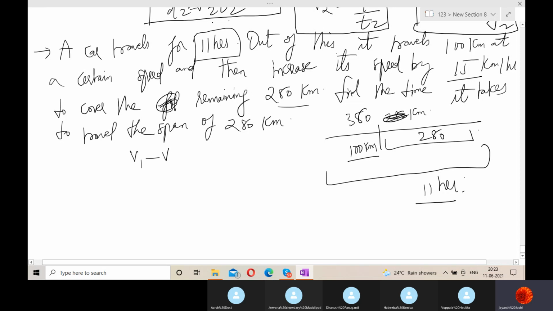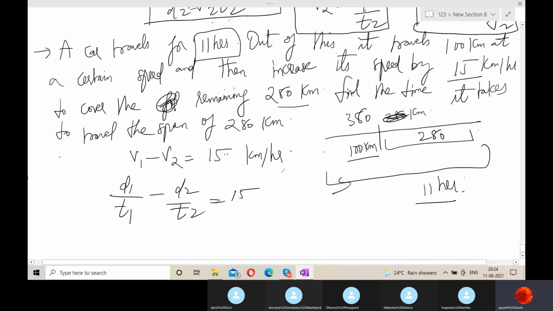See, V1 minus V2 is given, correct? All of you, please tell me, did you understand what I am saying? The difference in speed is given or not? Please tell me. Yes, sir. They have given the difference in speed, yes? So what is the formula for V1 minus V2? D1 by T1 minus D2 by T2 is equal to 15.